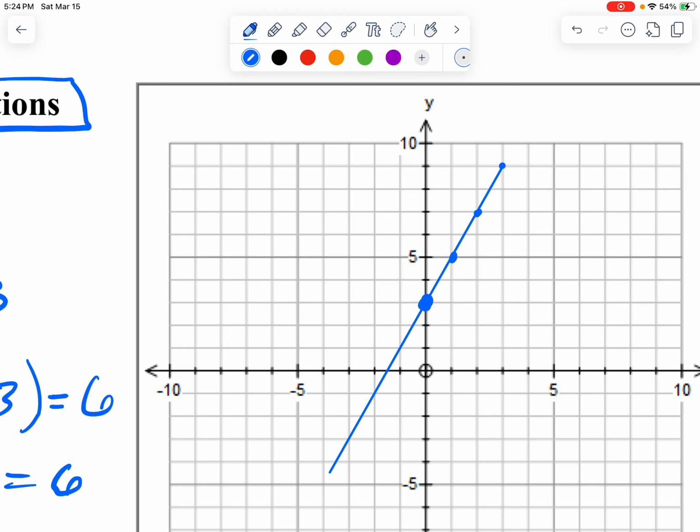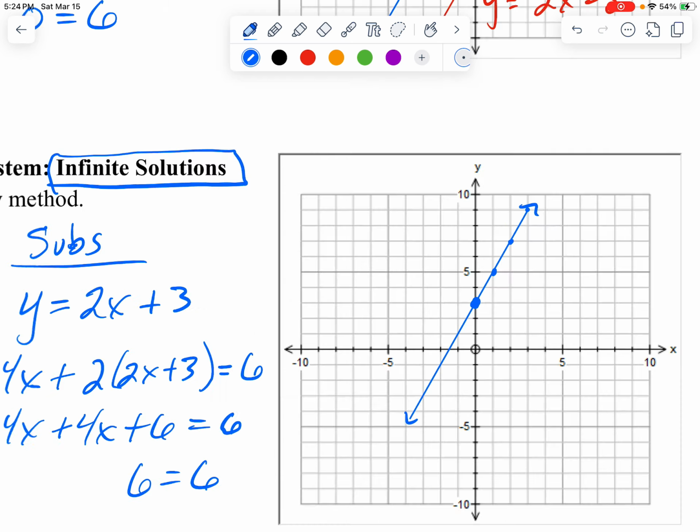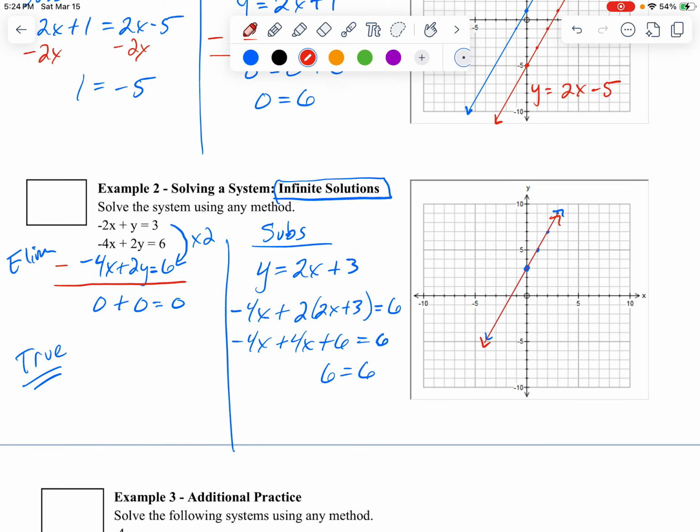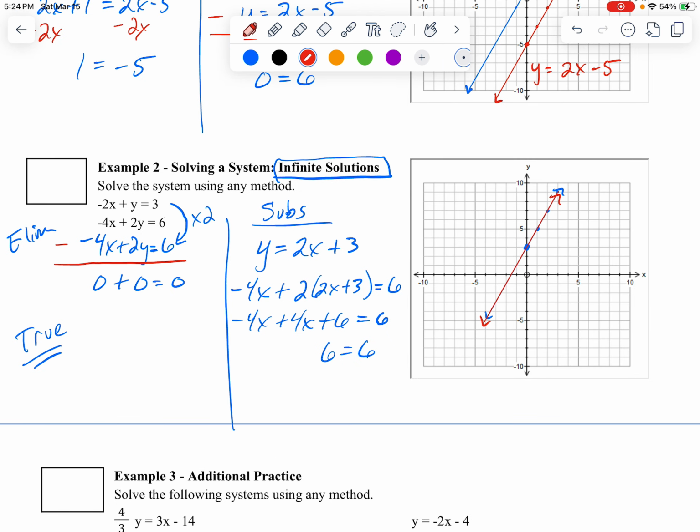So that would look like this, right? Both lines would look like this. So if I graphed the second line, it would be right on top of that with all of the exact same points, right? Infinite solutions. It's the exact same line, just written in a different way.